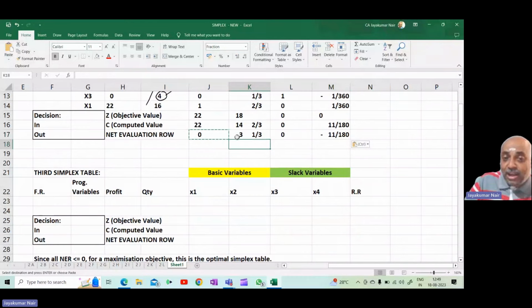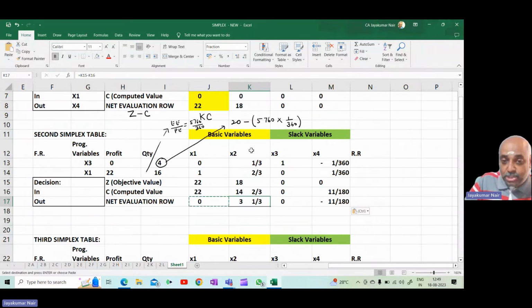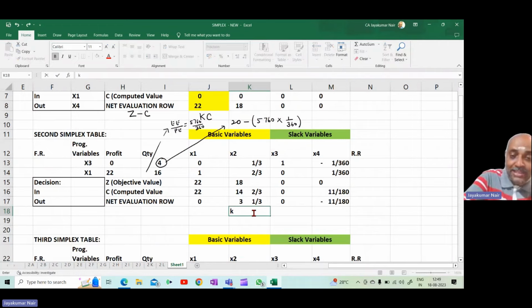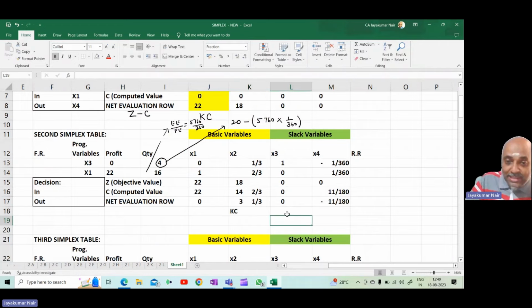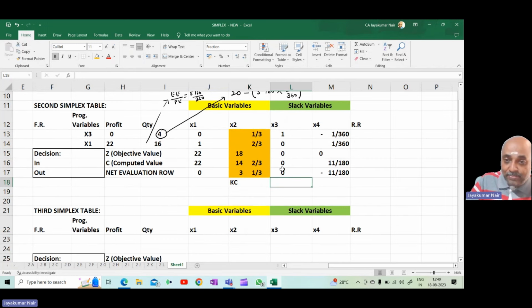I find that this is 0, this is 0, and this is minus. So this is the number which is the highest positive number, so this will be selected as the key column. You have to put this in one box. You have to identify this key column in your table.